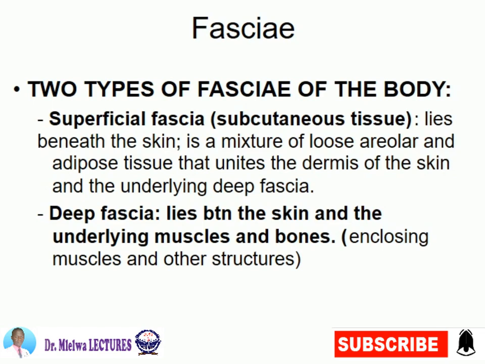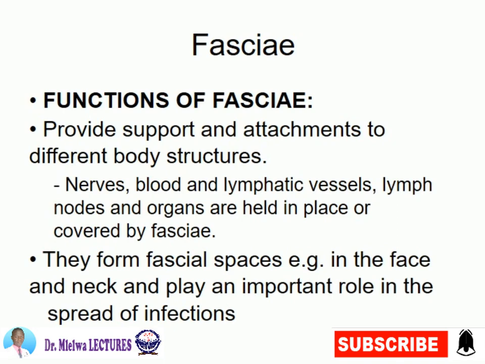And then you have the deep fascia, lies between the skin and the underlying muscle and bone, enclosing muscle and other structures. Also, deep fascia is the one which is responsible even to separate different compartments of the leg. Now, function of fascia, it provides support and attachment of different body structures. For example, nerve, blood, lymphatic vessels, lymphatic nodes, and organs are held in place or covered by fascia. They form fascial space. This is the second function.